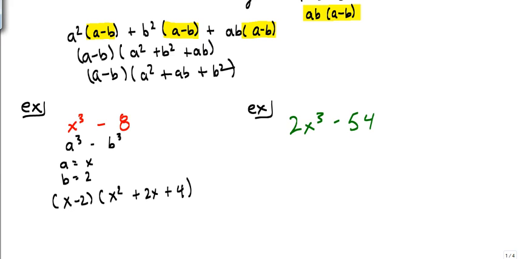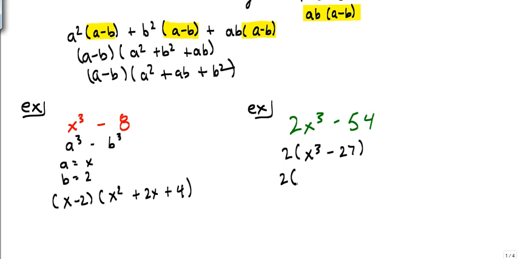Next example, I look and 2x cubed is not a perfect cube, and 54 is not a perfect cube. But the first rule of factoring for anything, polynomials, quadratics, whatever, tells me to always look for a common factor. So I see a common factor here. That common factor is 2. So I'm going to factor a 2 out, and I'm left with x cubed minus 2 times 27. It gives me 54. Now I have a difference of cubes. X cubed is obviously a cube, and 27 is a cube. 27 is 3 cubed. So I'm going to do the same thing here.